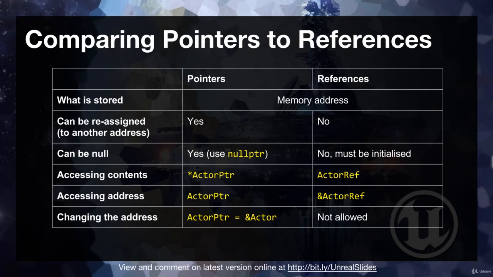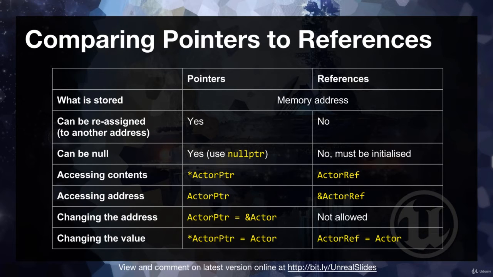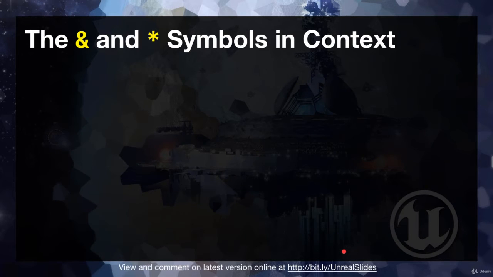Then we've got changing the address. Here, a pointer can be changed. You can just assign a new address to it. A reference, it's obviously not allowed. And then changing the value. Here, with a pointer, to change the value, we have to use the star again, very similar to what we've seen in accessing content, just it's on the left-hand side of an equals. Again, with the reference, to change the value, no special syntax required. We just change the value.